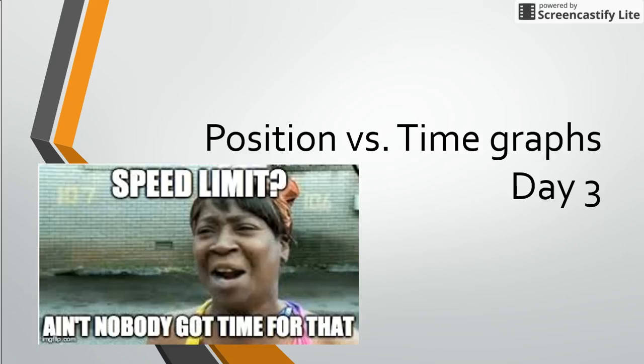Alright, y'all, it's time to do our position versus time graphs, day 3. So y'all did a really good job on figuring out what position versus time graphs look like and what they mean, but now we're going to use them to figure out speed. So speed limit, ain't nobody got time for that.